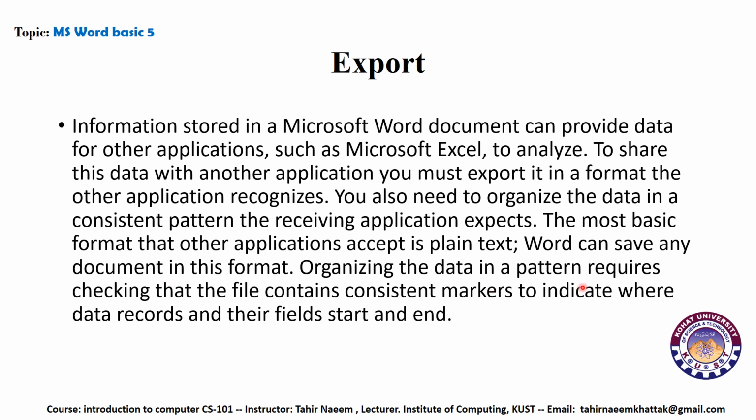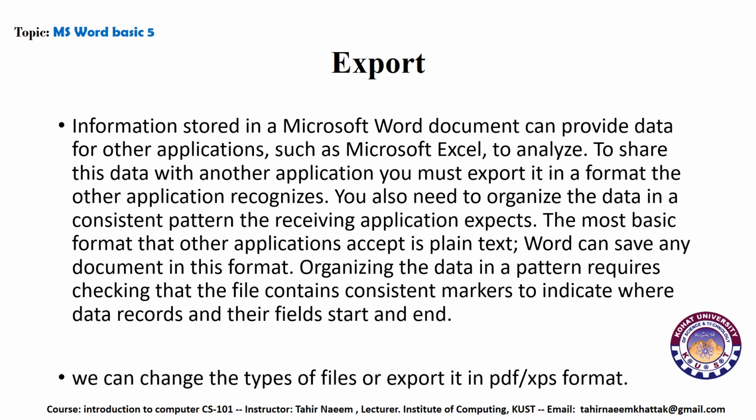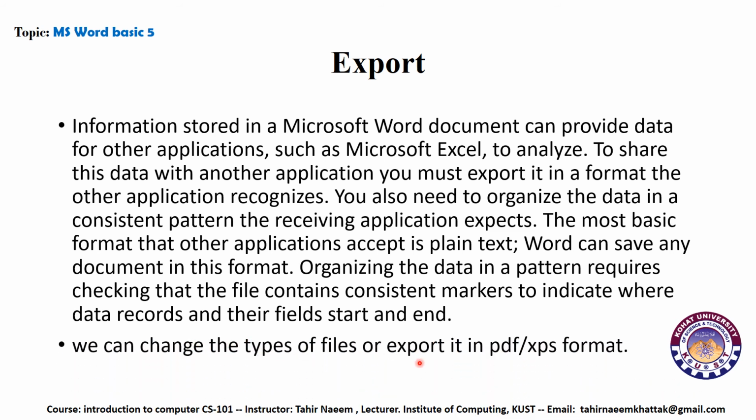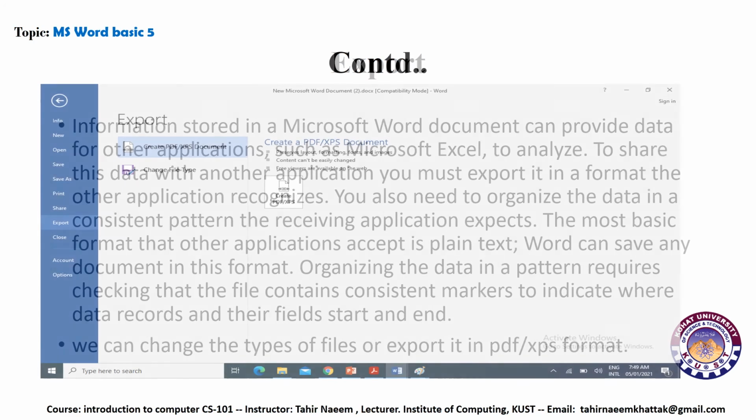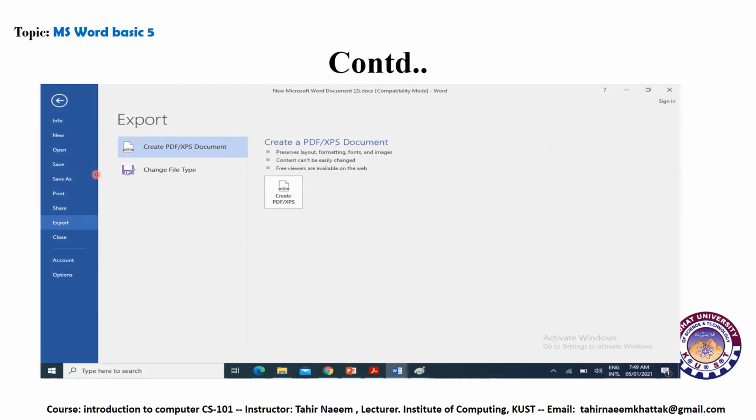Organizing the data in the required pattern means checking that the file contains consistent markers to indicate where data records and their fields start and end. We can change the file type of the text, or export in PDF or XPS format. Here, when we click on Export, this is the typical option that will appear. We can change the file type. Here we can create a PDF or XPS file.